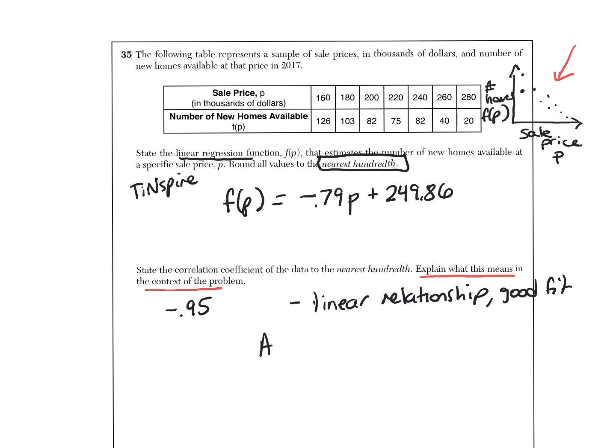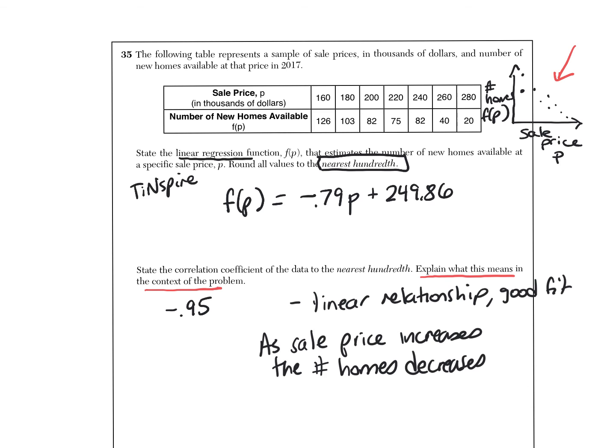So as sale price increases, the number of homes decreases. So be real aware, in the context of this problem means you need to read what's happening in this problem.